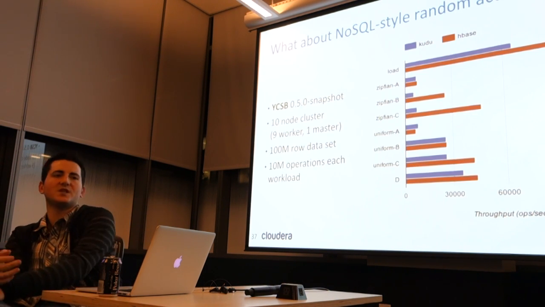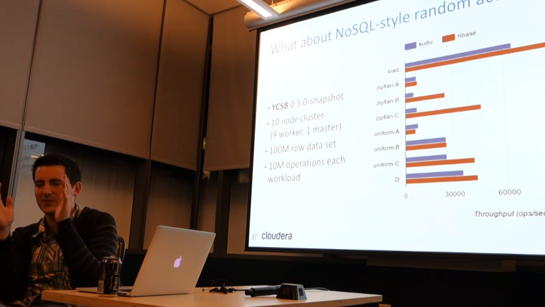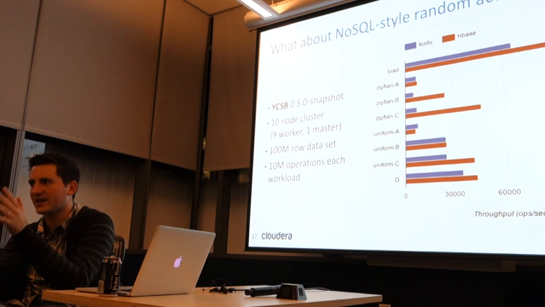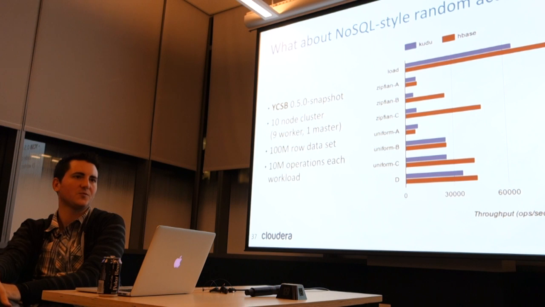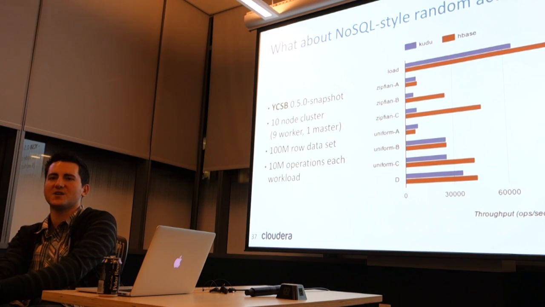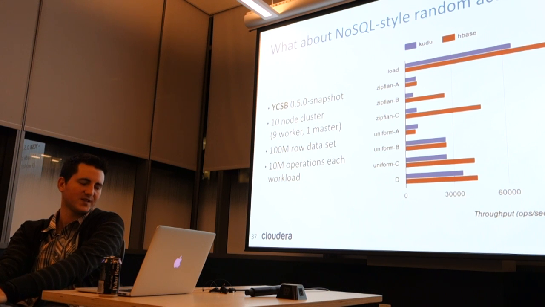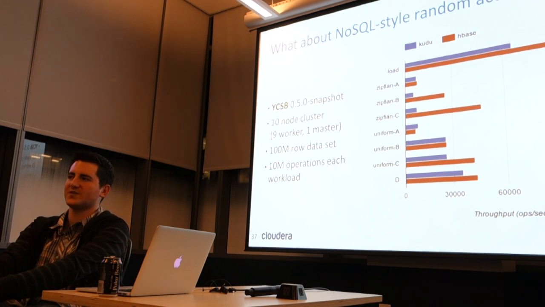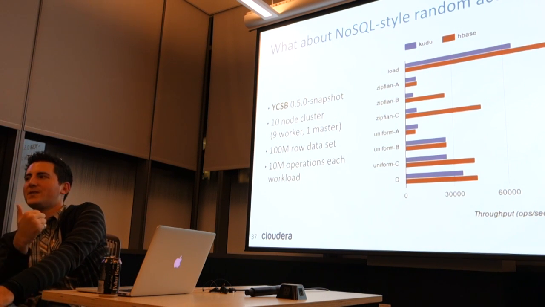And finally, we did a NoSQL style random access comparison between just YCSB against HBase, YCSB against Kudu. And just to show you that we're not hiding the fact that we have trade-offs and we might be really slower for you. Again, at the same 10 node cluster as before, 100 million rows, 10 million operations. It's the throughput, the number of operations per second. So the farthest on the right you are, the better it is.